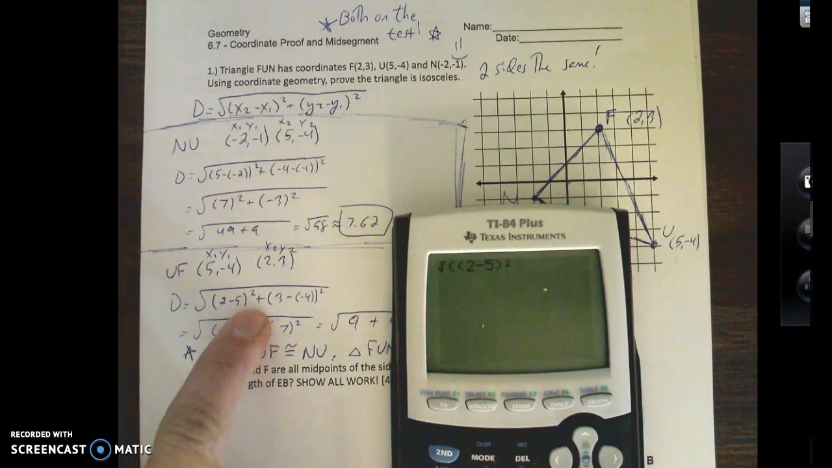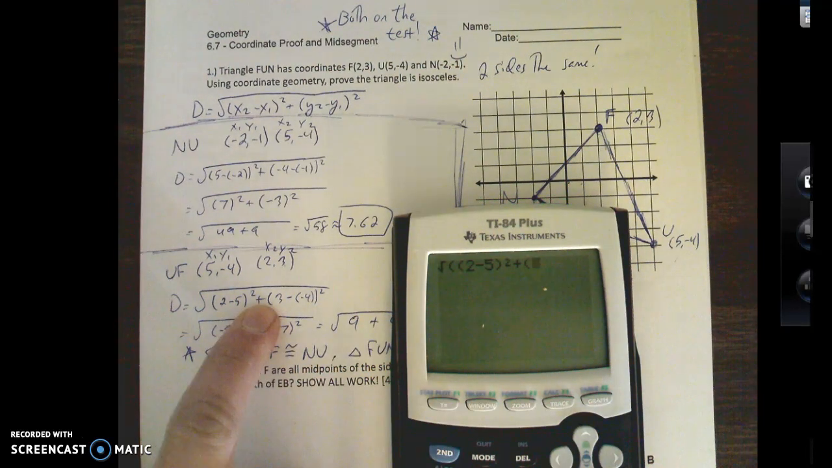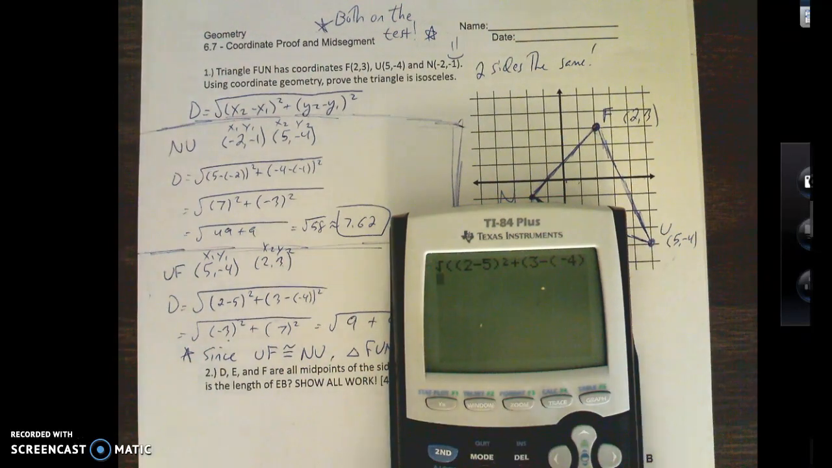Cool. In between them is a plus sign. Open parentheses, 3 minus, open parentheses again, -4. Please note how I used a negative sign here as opposed to the minus sign. Close parentheses again, square it. Okay. Now if I hit enter, what do I get?